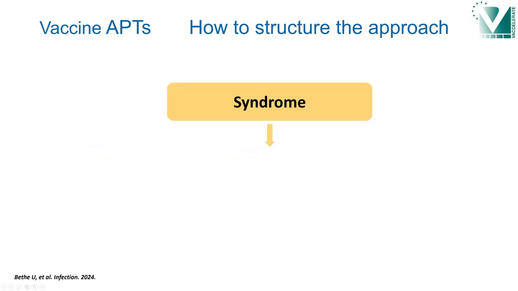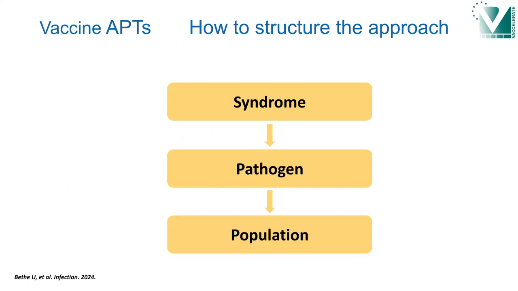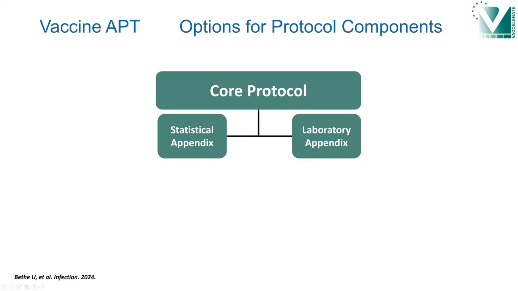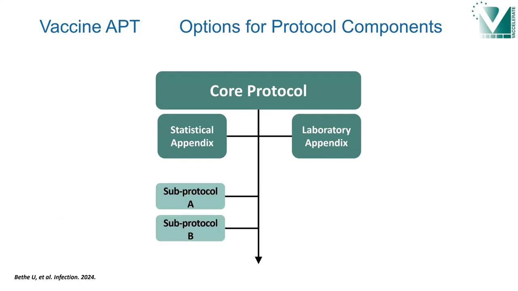And so how to structure the approach? It was consensus that one should depart from a syndrome, and then zoom in on a given pathogen, and then investigate different populations. And these are options for protocol components. There should be a core protocol with a stats appendix and with a laboratory appendix. And then for the sub-studies of interest, there should be sub-protocols also as appendices to the core protocol. So subprotocol A, subprotocol B. So this may be a given pathogen in a specific population.